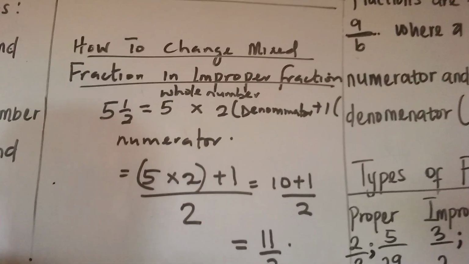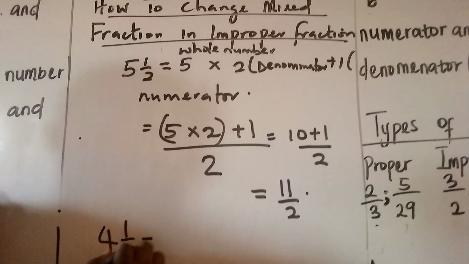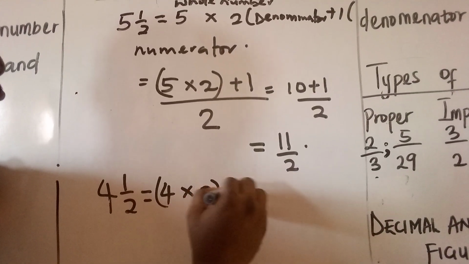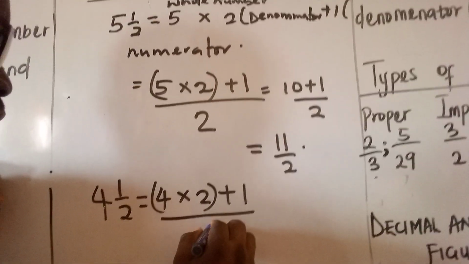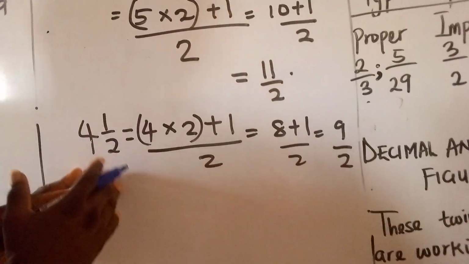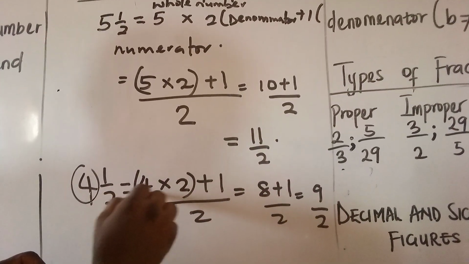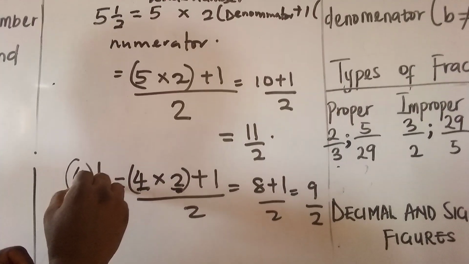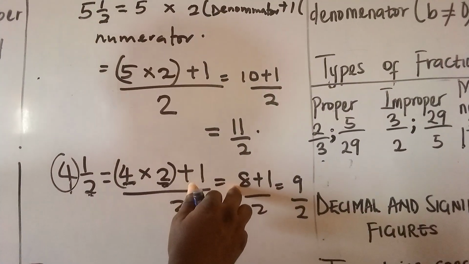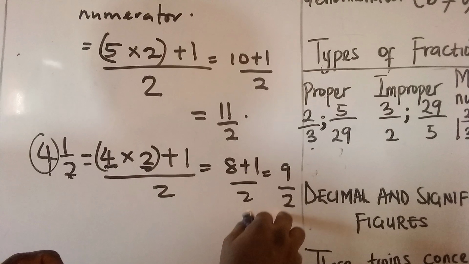We can take another one. 4 whole number, 1 over 2 is equal to the whole number multiplied by the denominator 2, plus 1, everything divided by the denominator. If I want to change it to an improper fraction, I will say 4, which is the whole number, multiplied by the denominator plus the numerator, everything divided by 2. So 4 times 2 gives me 8, plus 1 all over 2. That gives me 9 over 2.